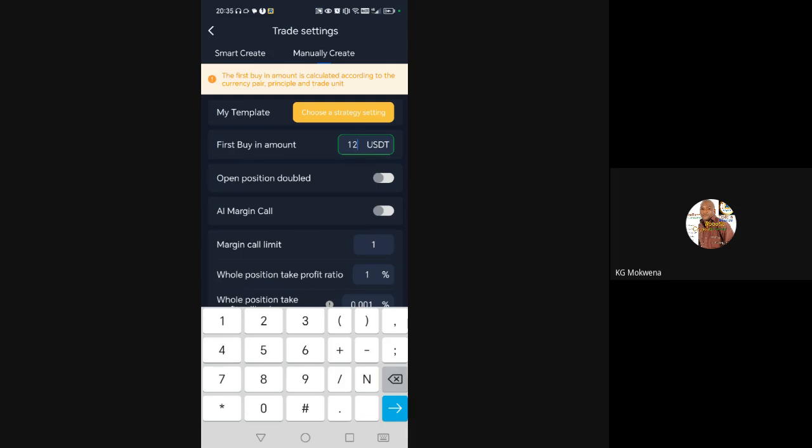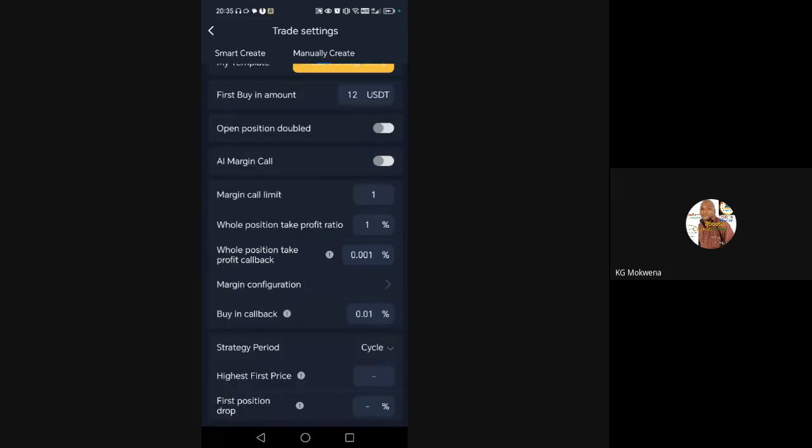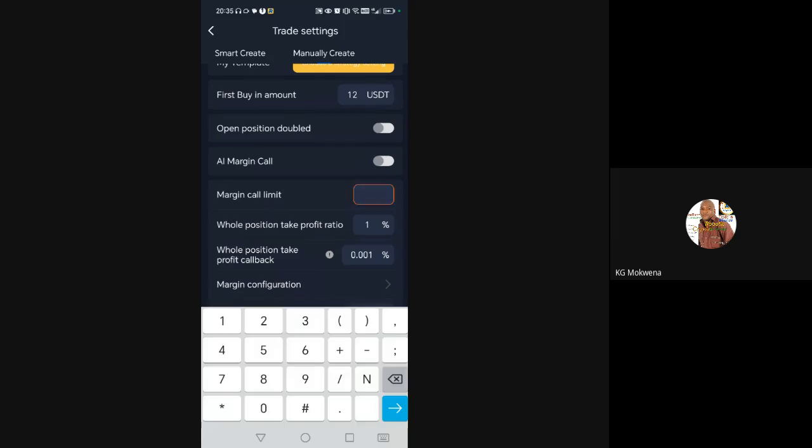And then margin call limit. Remember, I said $72 divided by 12, it gave us 6. But now we are taking the first $12 as the buying amount. Now the remainder is 5. So we put 5 where there's 1. Margin call limit, 5. Where there's 1, we put 5. I should put 5, huh? Yes, on margin call limit. Okay. Thank you. Now let's go to margin configuration. We are okay with the other settings. We explained them a lot in our margin configuration. Let's click there. Margin call.